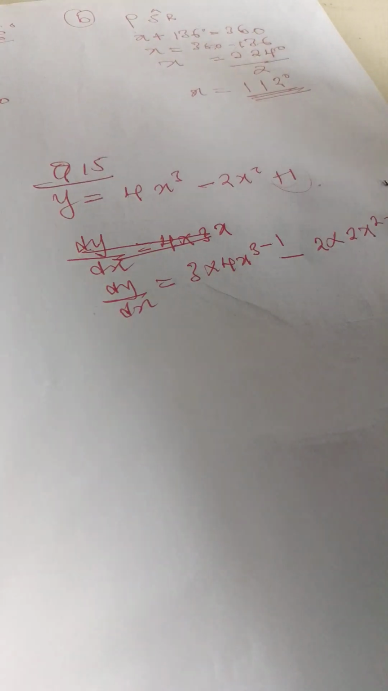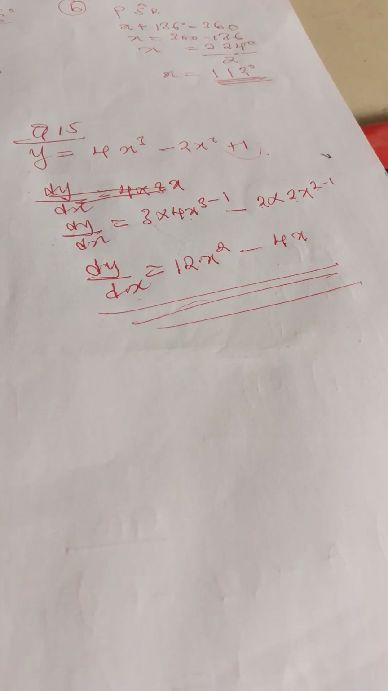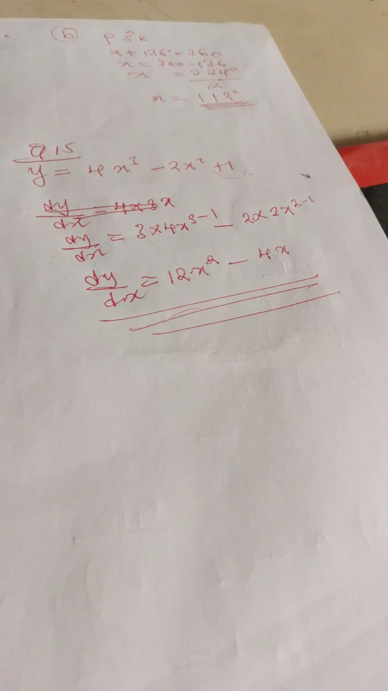Remember, always when you differentiate a constant, it is 0, so just ignore it. So our solution will be dy/dx is equal to 4 times 3, it is 12x^(3 minus 1), which is 2, minus 2 times 2, which is 4x^(2 minus 1), which is 1. You can't simplify that one further, just leave it like this. So this is the final answer.